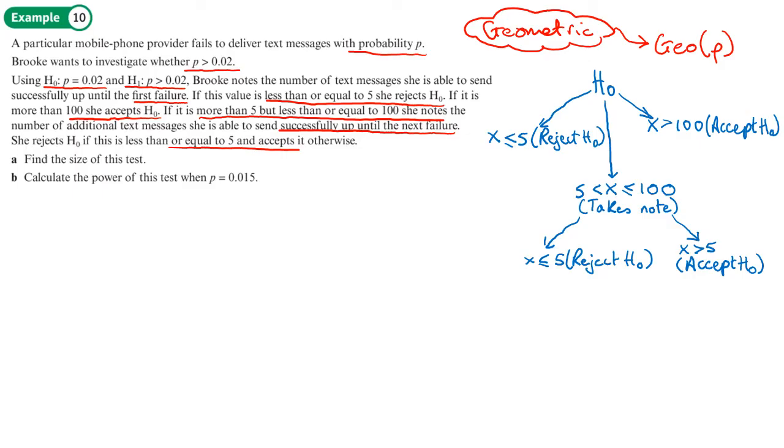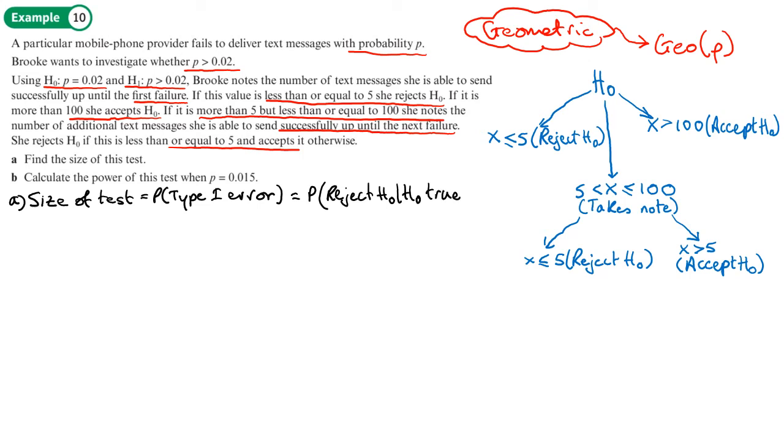Now, part A asks us to find the size of this test. Now remember, the size of the test is equal to the probability of a type 1 error. And the probability of a type 1 error is the probability of rejecting H0 given that H0 is true. So what we need to do is work out the probability of rejecting H0. Now, when do we reject H0 in this question? Well, it gets rejected up here, or it gets rejected here.